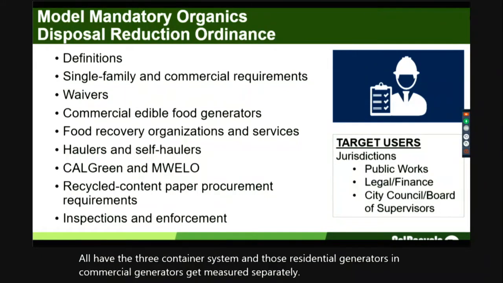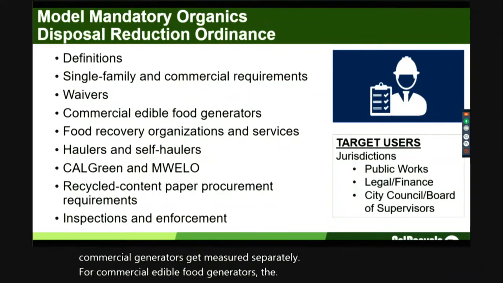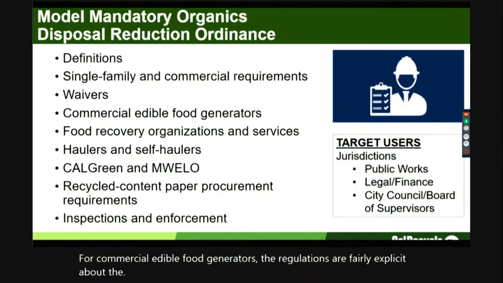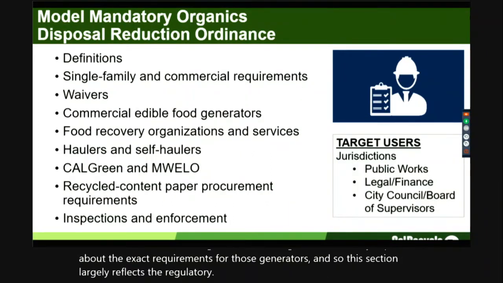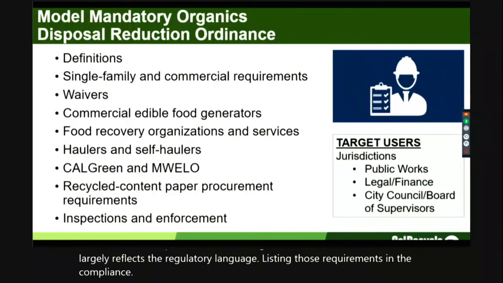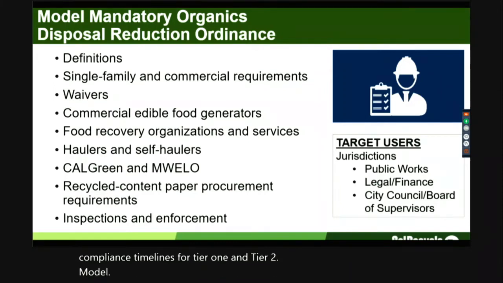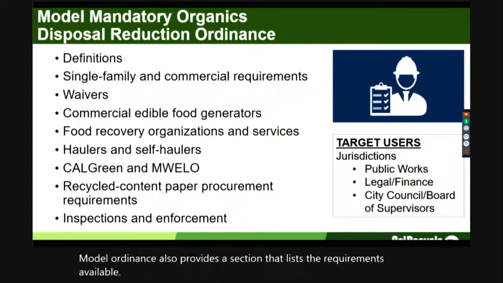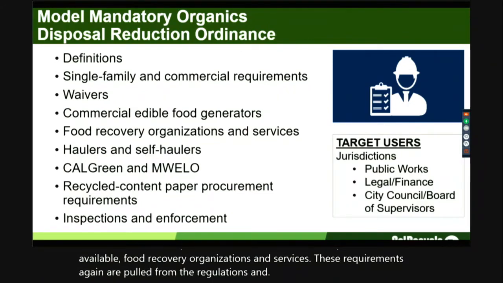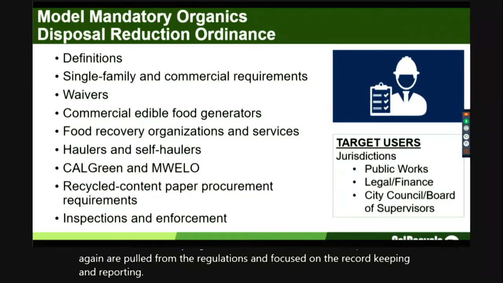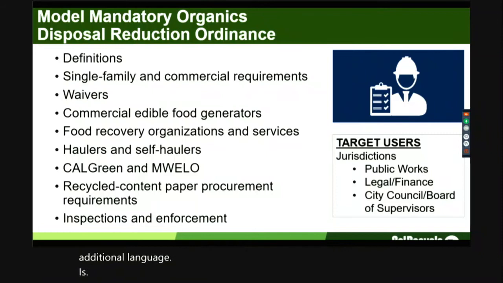For commercial edible food generators, the regulations are fairly explicit about the exact requirements for those generators, and so this section largely reflects the regulatory language listing those requirements and the compliance timelines for Tier 1 and Tier 2. The model ordinance also provides a section that lists the requirements of edible food recovery organizations and services. These requirements, again, are pulled from the regulations and focused on the record keeping and reporting around edible food recovery. Guidance and options for additional language is provided there, depending on how you want to handle that record keeping and reporting locally.